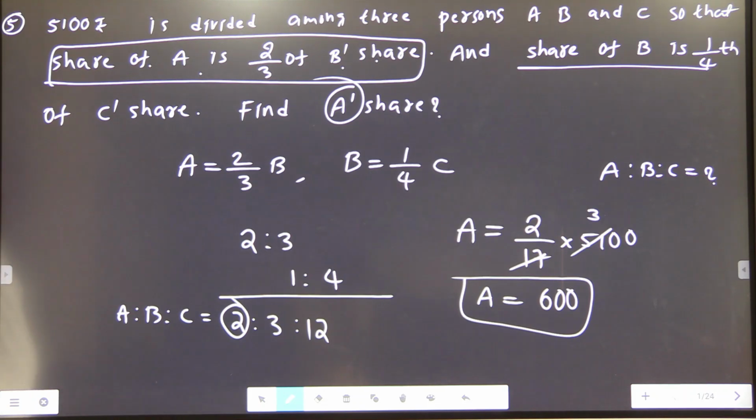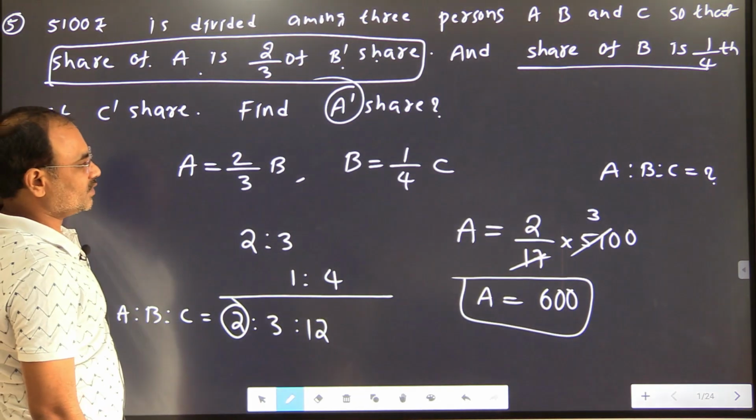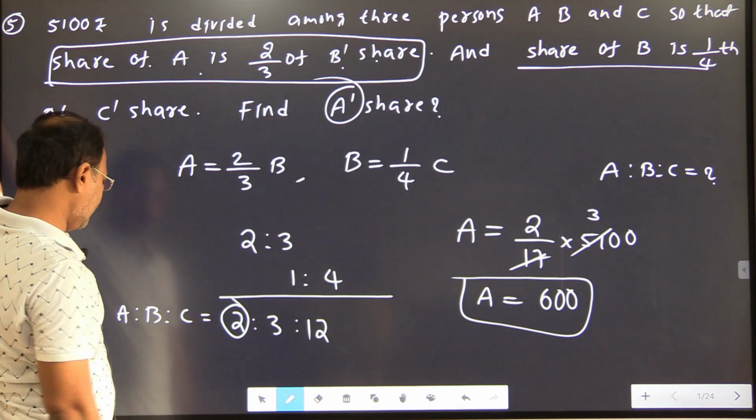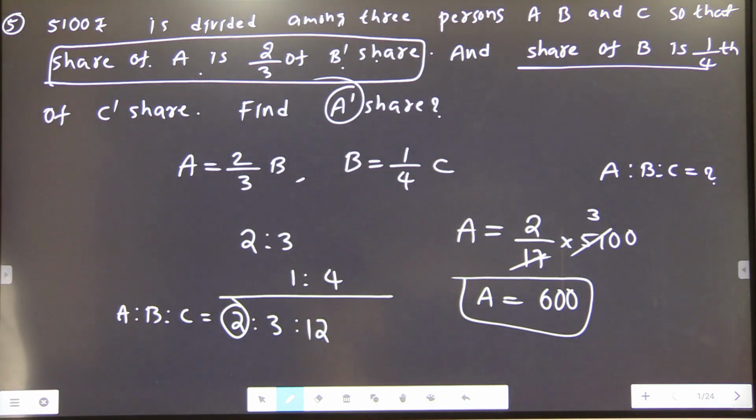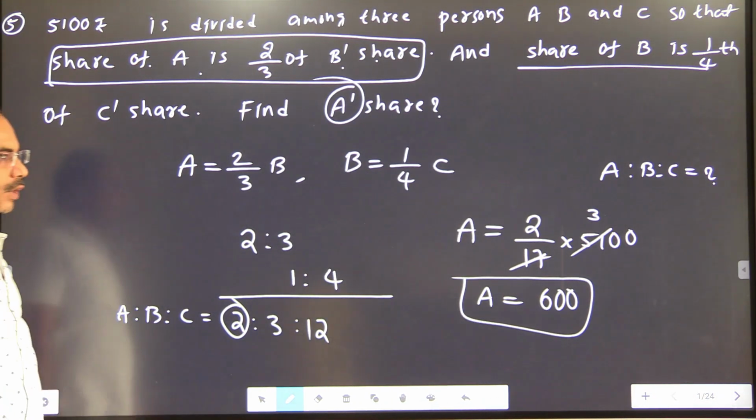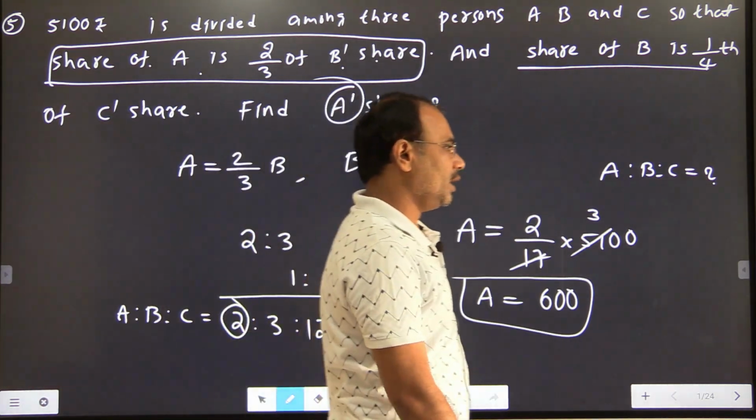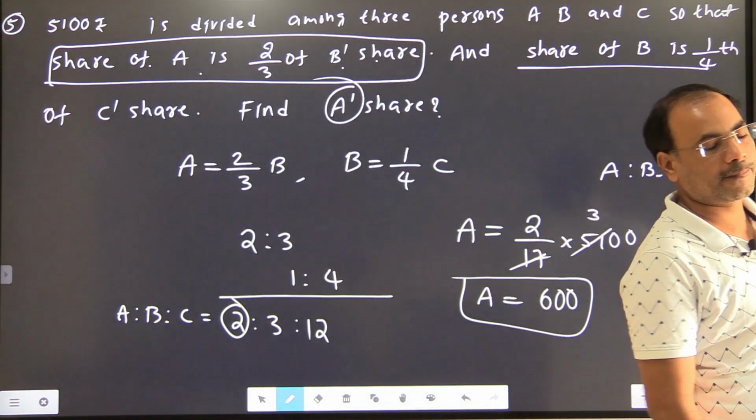So A's share is 2/3 of B. B's share is 1/4 of C's share. Combining these two, you will get A is to B is to C as 2:3:12. So A is equal to 600 rupees.